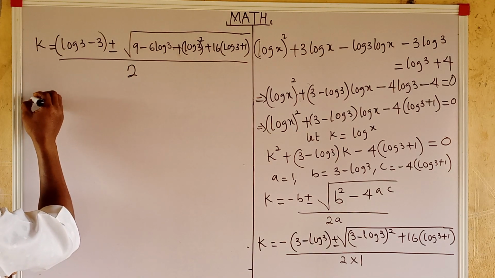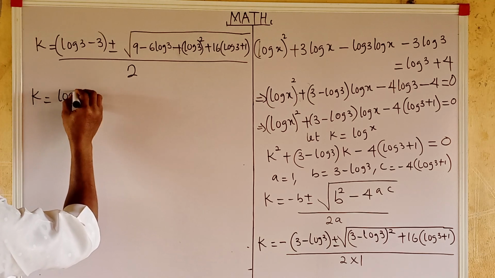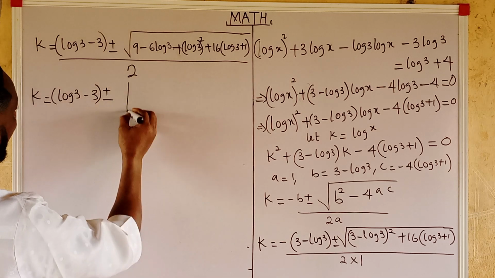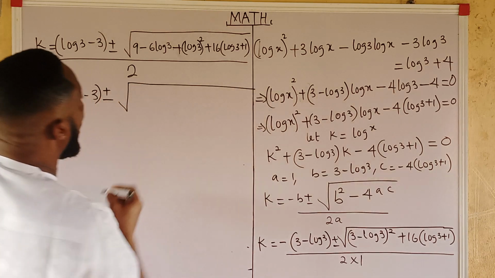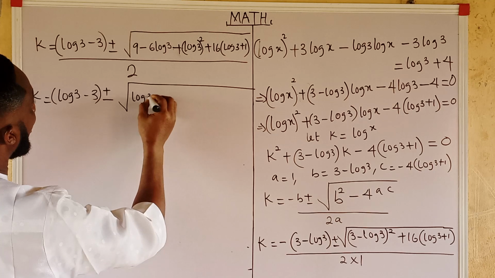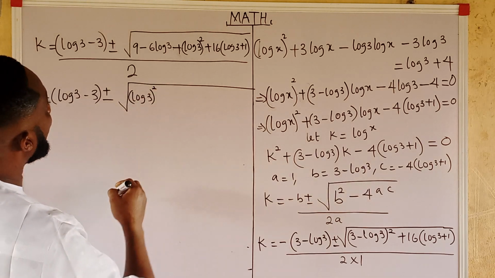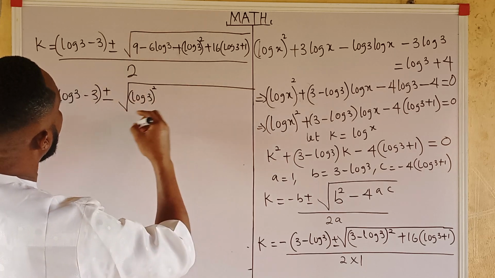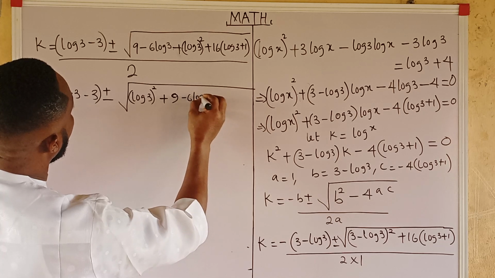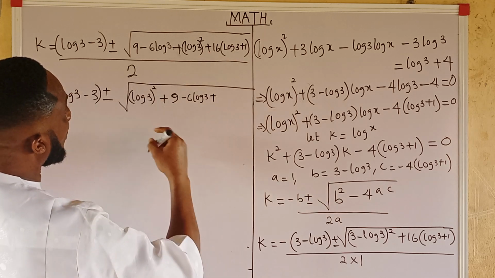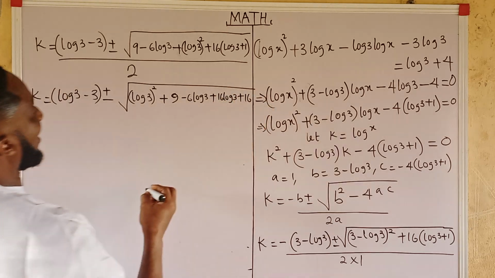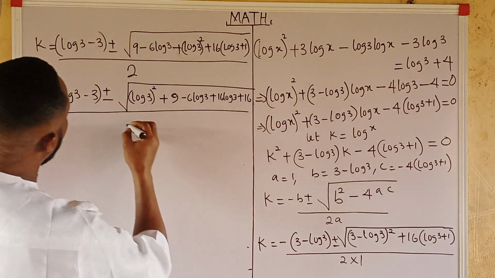So I'll say k is equal to (log 3 minus 3), putting this in parentheses, plus or minus. I will draw another very big square root. I'm trying to collect the like terms here. This is (log 3) whole squared, plus 9 minus 6 log 3. If I use 16 to open this parenthesis, that will be 16 log 3 plus 16, all over 2.